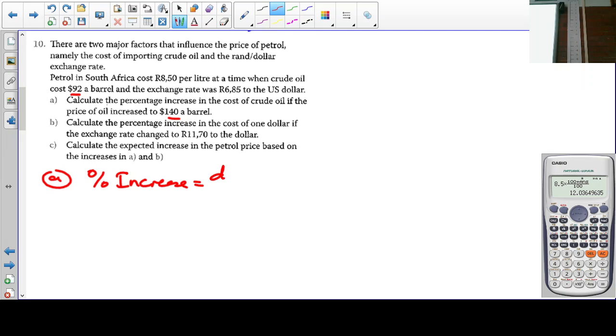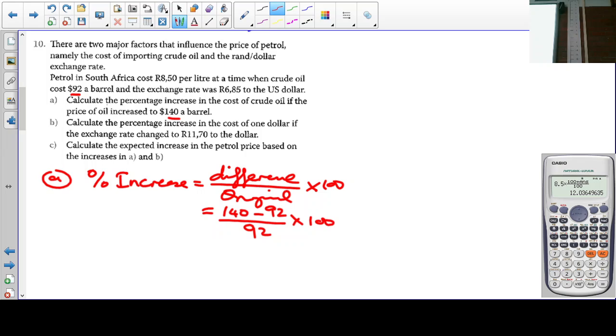It's going to be the difference over the original, times 100. So what's my difference? 140 minus 92, over the original. What's the original price? 92, and we times it by 100. So it's going to be 140 minus 92 over 92 times 100.